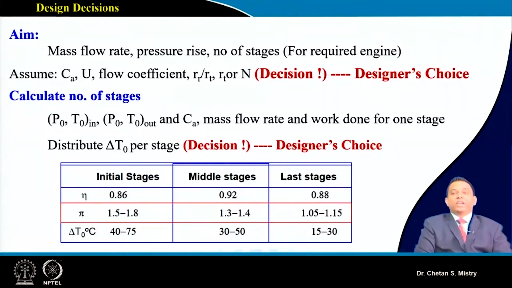Next are the middle stages, where we have found the flow is more uniform, and that is the reason our expected efficiency will be in the range of 90 to 92%. At the same time our pressure ratio will be moderate, 1.3 to 1.4.